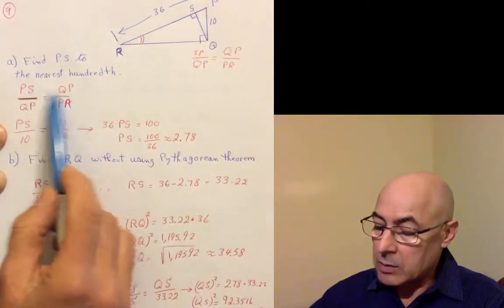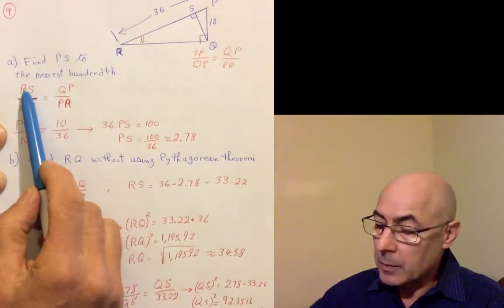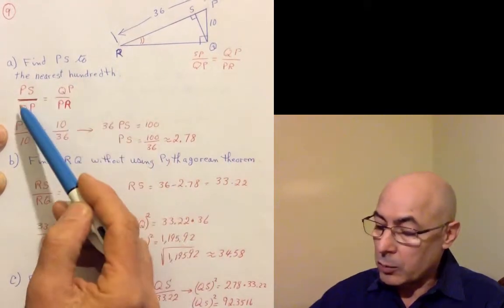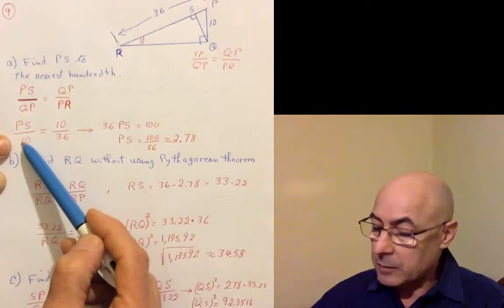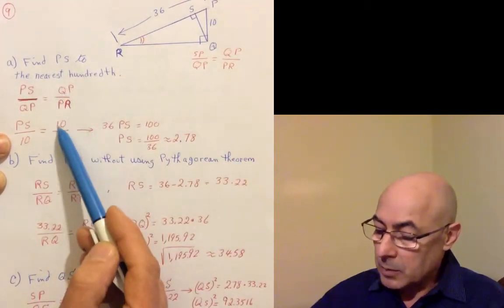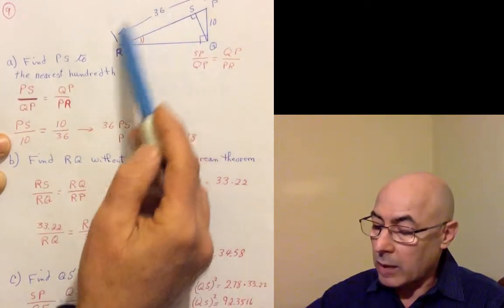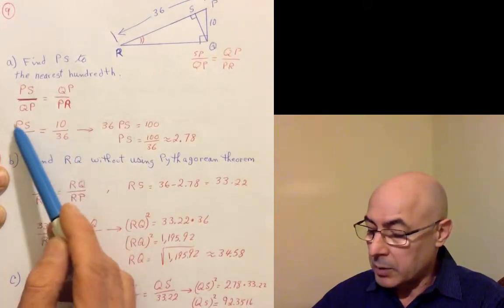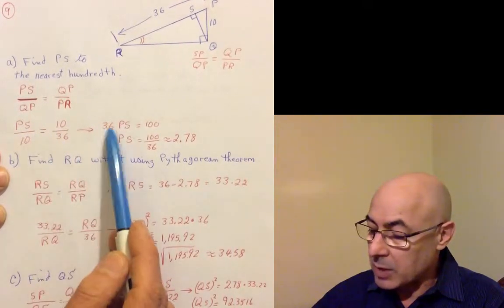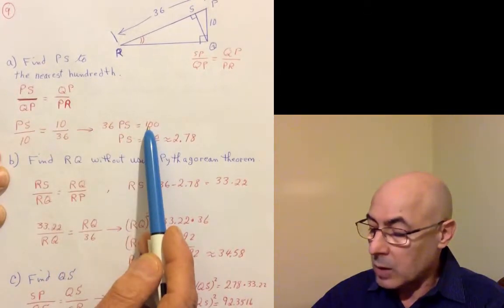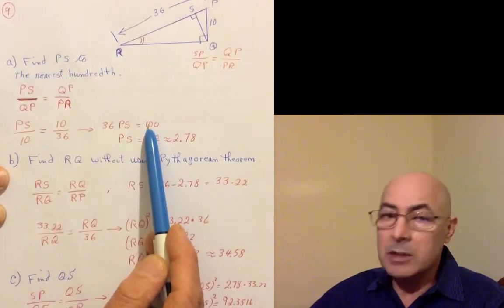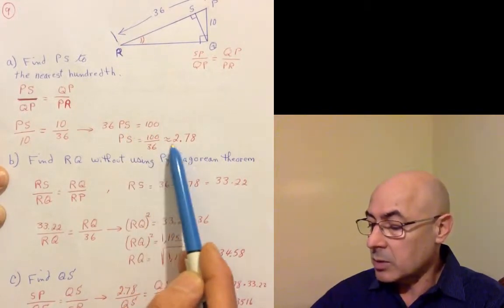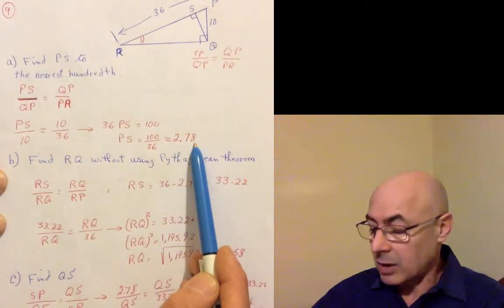Then I plug in the values. PS, that's what you want to find in part A. QP, that's 10. QP again, that's another 10. The whole hypotenuse, 36. Cross multiply to find PS. So 36 times PS equals 10 times 10, which is 100. Divide both sides by 36. So PS by itself equals 100 over 36, which is approximately 2.78.